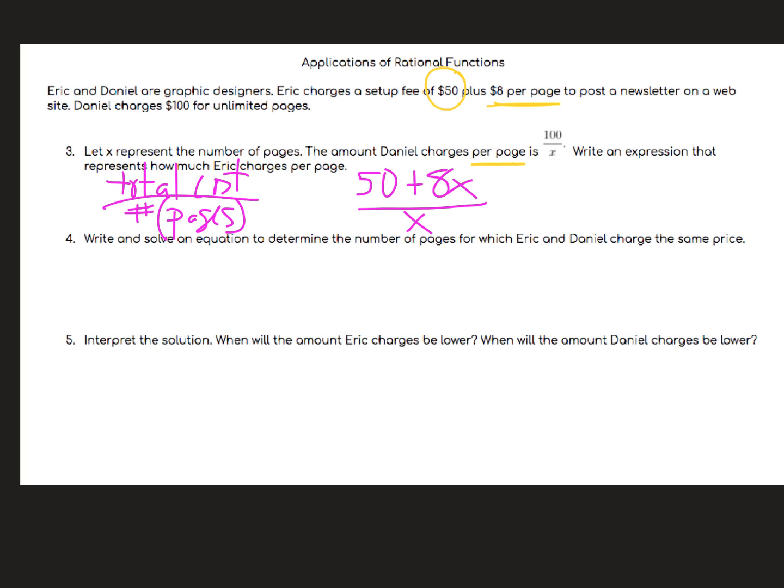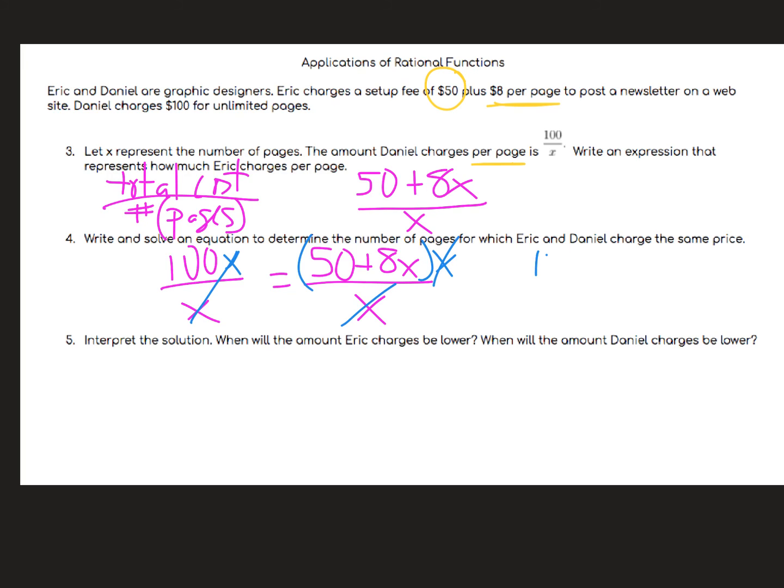Write and solve an equation to determine the number of pages for which Eric and Daniel charge the same price. So that means we're going to have 100 over X equals 50 plus 8X over X. Now that looks a little scary, but notice, first off, X can't be 0. But notice that X is on both sides in the denominator. So let's go ahead and multiply by X, and we can reduce both sides to 1.